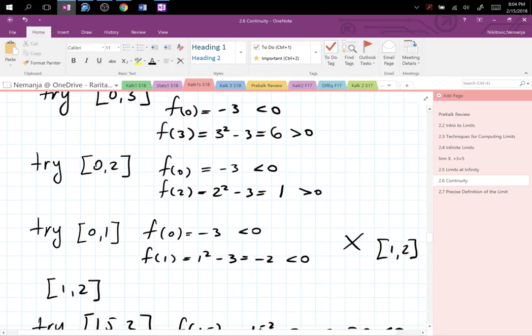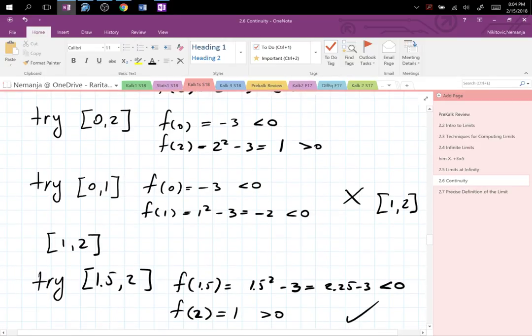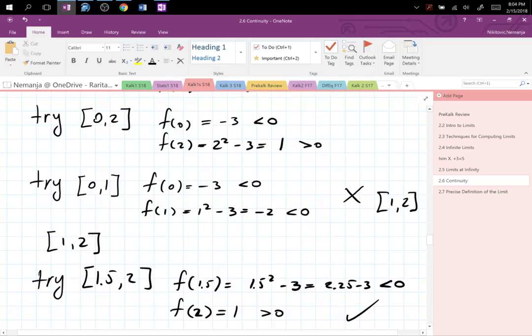I don't need to check 1 and 2 because logically, if we know the root is from 0 to 2 and it's not in 0 to 1, it must be in 1 to 2. So now cut that interval in half. We did 1.5 to 2. We got 1 to be less than, 1 to be larger than.